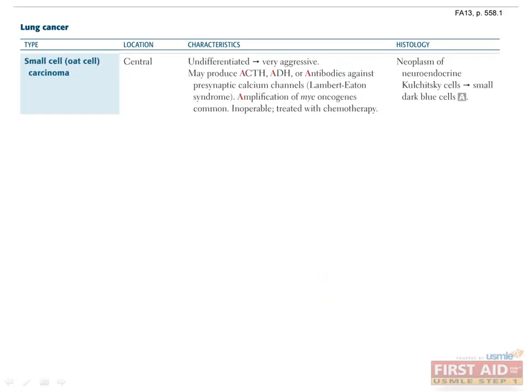On the other hand, a small cell or oat cell carcinoma is extremely aggressive and poorly differentiated with a terrible prognosis. Small cell carcinoma is a centrally occurring lung cancer. It can produce excess ACTH and ADH and can cause different paraneoplastic syndromes. Think for a moment how these might clinically show up.